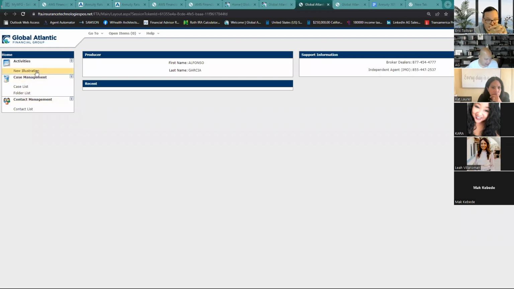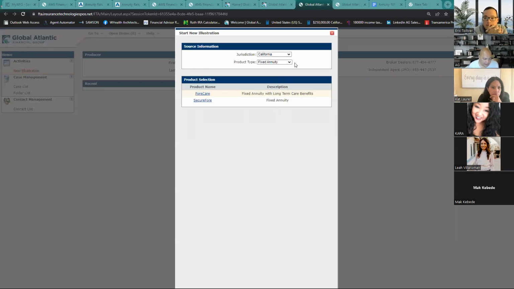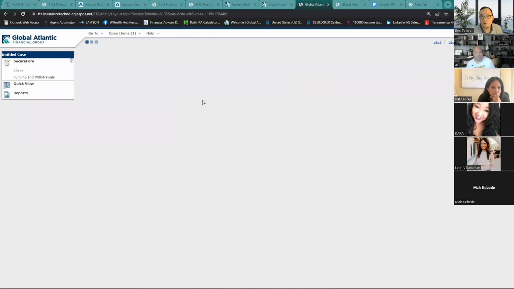So let's say I have a client, and we'll start first with a fixed index annuity. You see here, there's a choice: fixed annuity or fixed index annuity. On fixed annuity, you've got 4Care, which is the long-term care annuity, and Secure 4. Just to keep it simple, let's start with a fixed annuity, Secure 4.